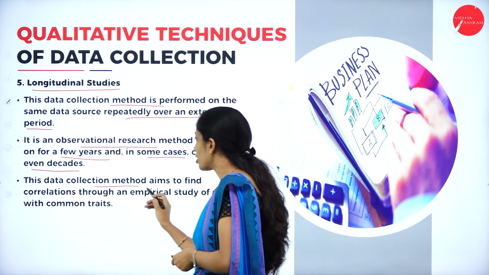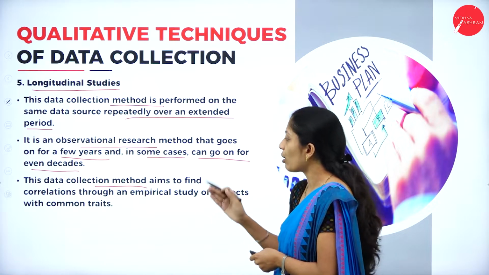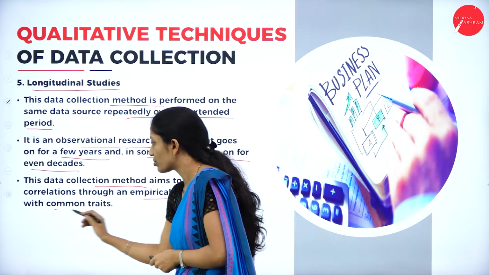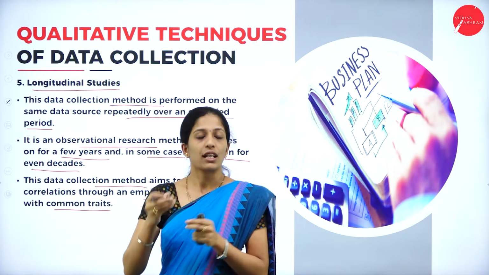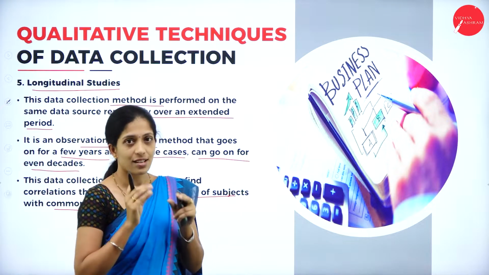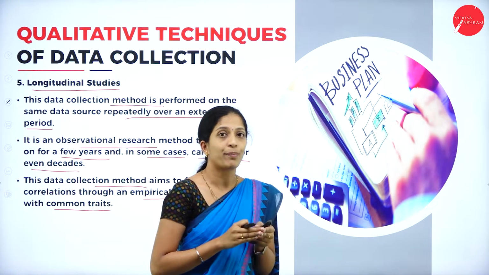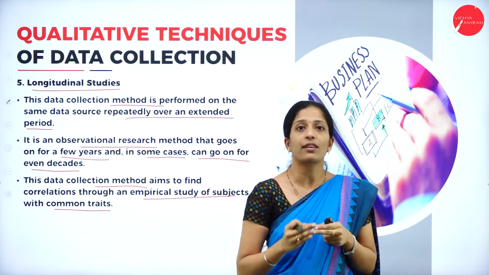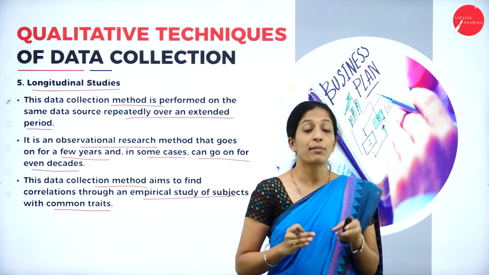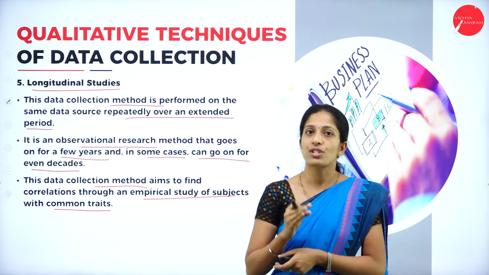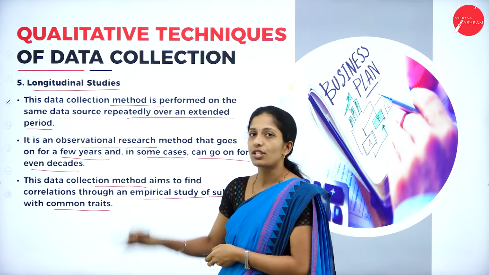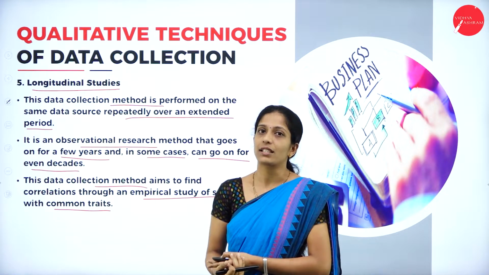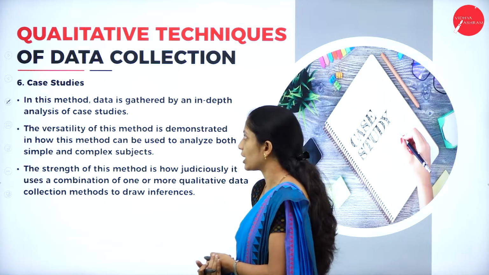This data collection method aims to find out correlations through an empirical study of subjects with common traits. Now, what are they going to do? They are going to take the same topic, that is a common trait or a common problem, but they are going to analyze what are the changes or what are the differences that take place from year to year. So, in order to study that, they go for longitudinal studies. This is also one of the important qualitative techniques of data collection.